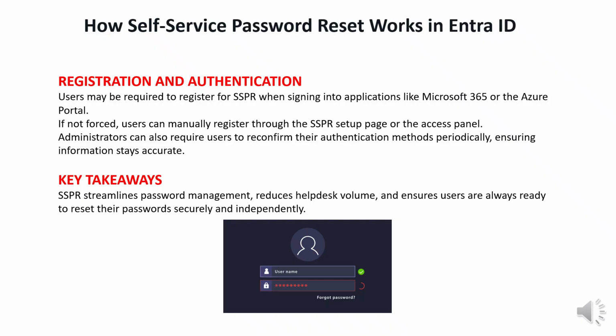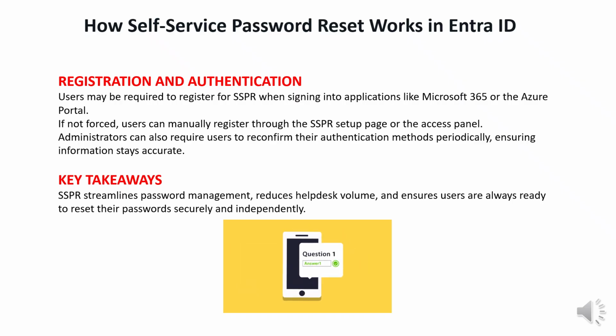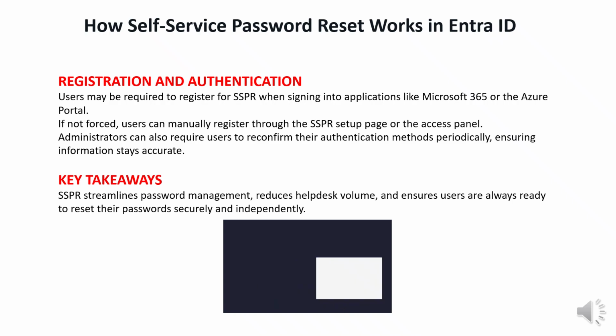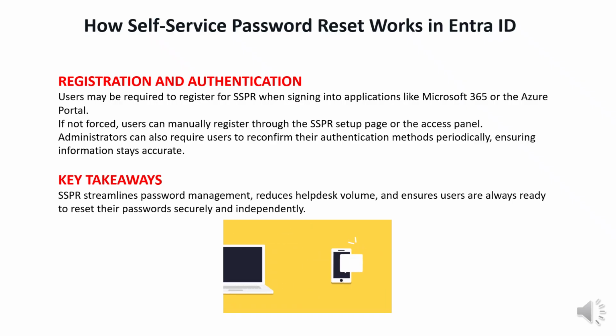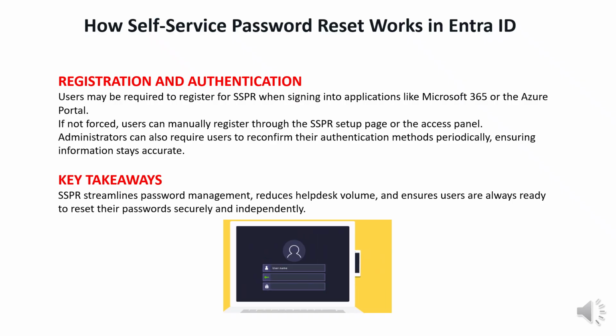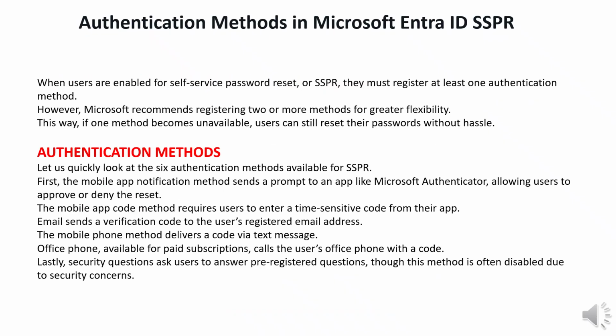If not forced, users can manually register through the SSPR setup page or the access panel. Administrators can also require users to reconfirm their authentication methods periodically, ensuring information stays accurate. SSPR streamlines password management, reduces help desk volume, and ensures users are always ready to reset their passwords securely and independently. When users are enabled for self-service password reset, or SSPR, they must register at least one authentication method.